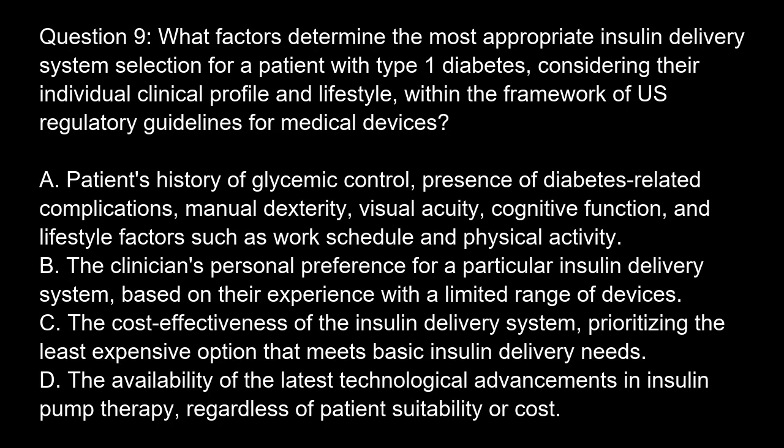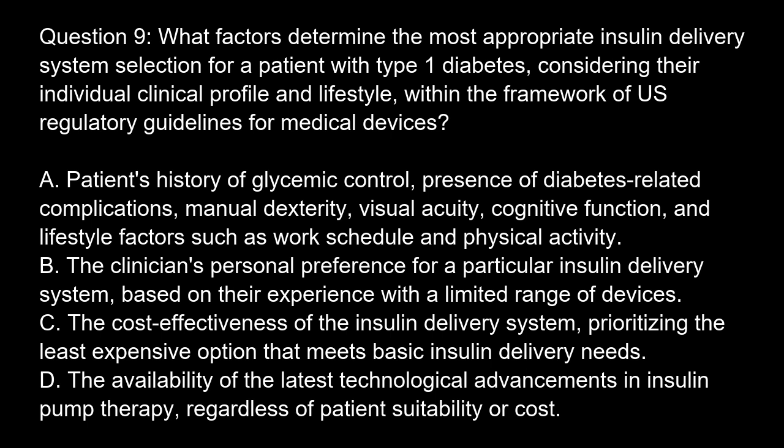Question 9. What factors determine the most appropriate insulin delivery system selection for a patient with type 1 diabetes, considering their individual clinical profile and lifestyle, within the framework of U.S. regulatory guidelines for medical devices? Option A. Patient's history of glycemic control, presence of diabetes-related complications, manual dexterity, visual acuity, cognitive function, and lifestyle factors such as work schedule and physical activity.